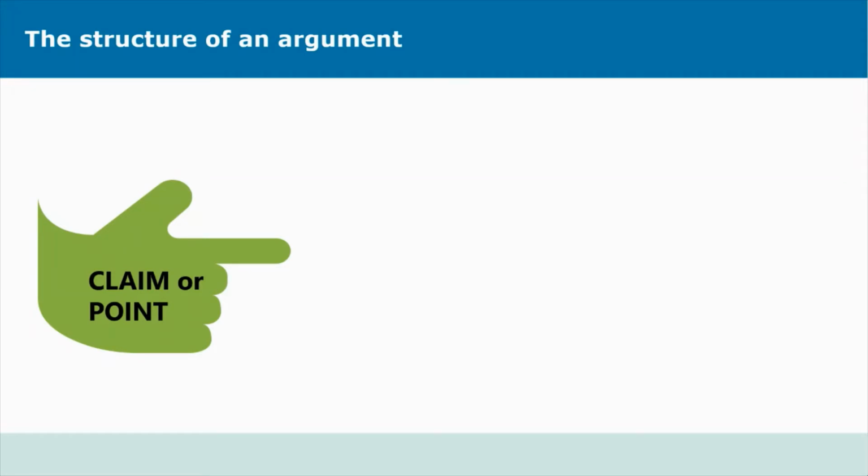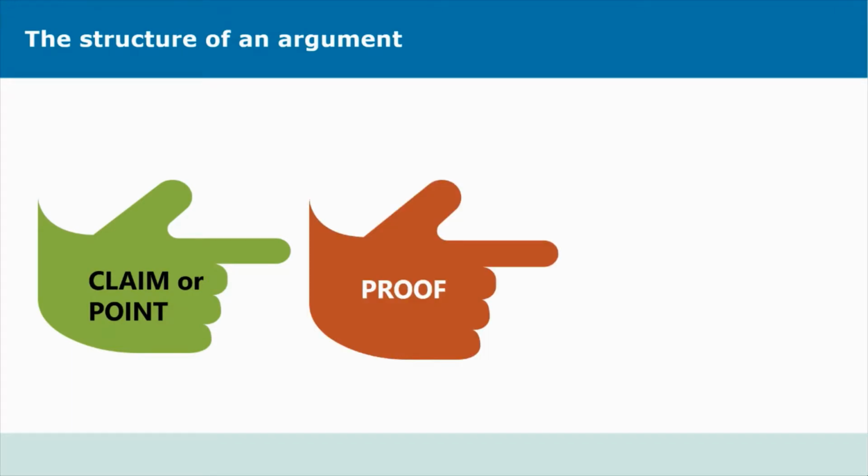To convince your reader of your claim, you will need to provide some proof. Your proof will be in the form of evidence, data, sources, and examples, all of which will need to be fully referenced in the appropriate style. You can see our video on referencing and writing a bibliography for more tips on referencing.